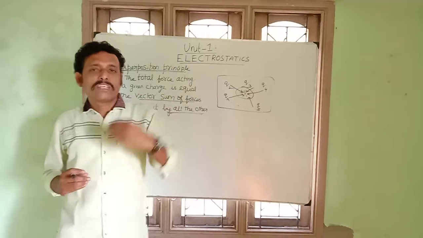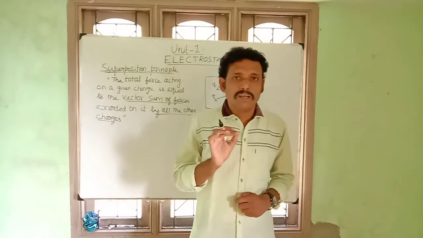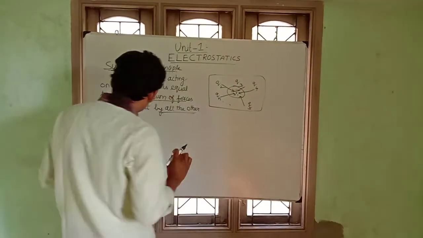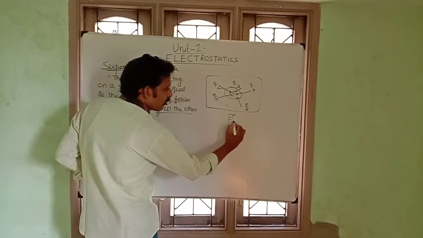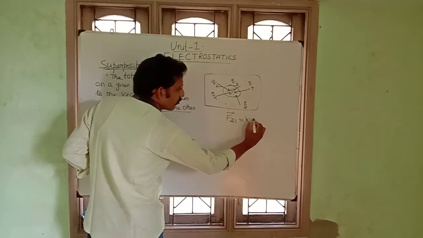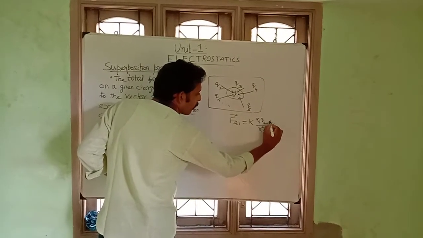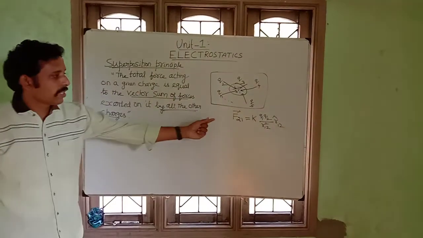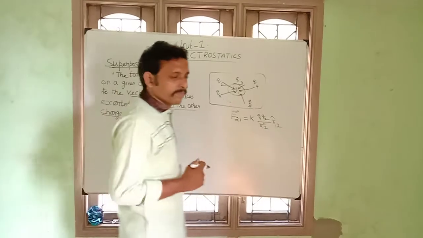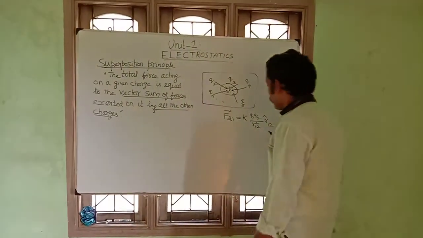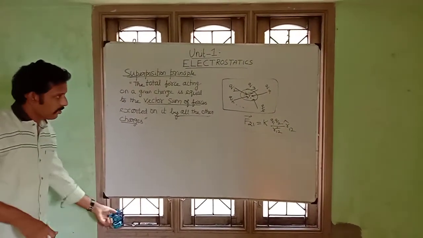So how do we find the equation for this? As in the previous class, we derived Coulomb's law in vector form. Do you remember? What did we derive in the previous class? F vector 21 is equal to K Q1 Q2 by r square 12 r cap 12. This is Coulomb's law in vector form that we discussed in the previous class. Yes students, is it clear? Based on this, we can derive the superposition principle.